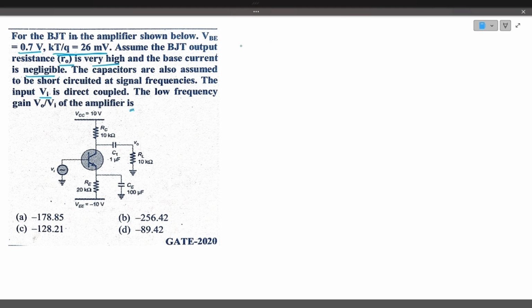So it's very simple. He has given the base emitter voltage as 0.7 volts. The thermal equivalent voltage Vt is 26 millivolts. And IB is negligible. That means beta is infinity. IB is negligible, approximately equal to 0, which also indicates the collector current is equal to emitter current. And he is asking us to find out the low frequency gain.